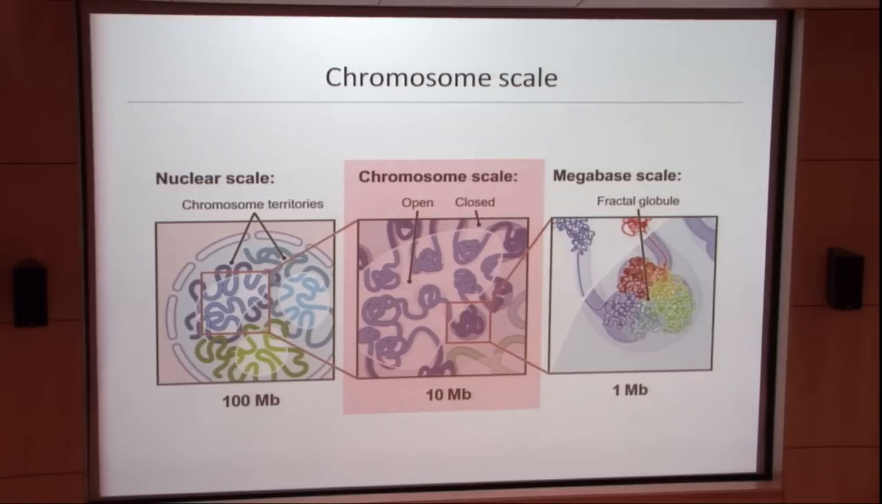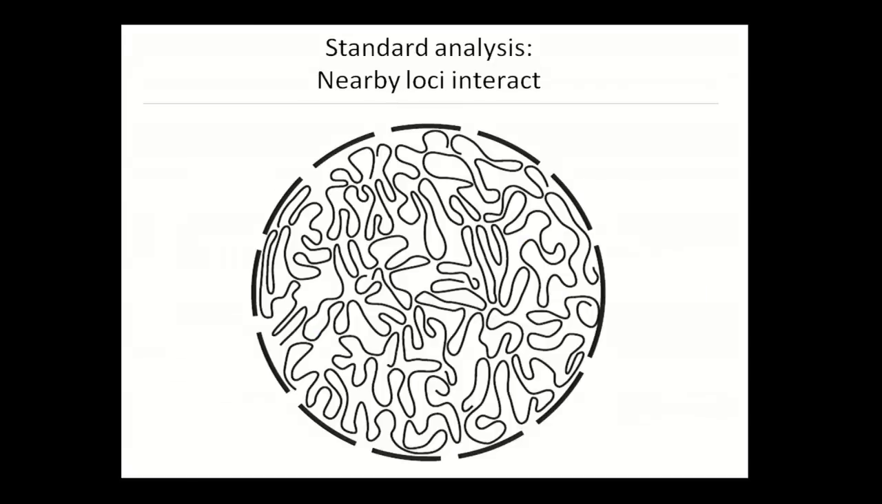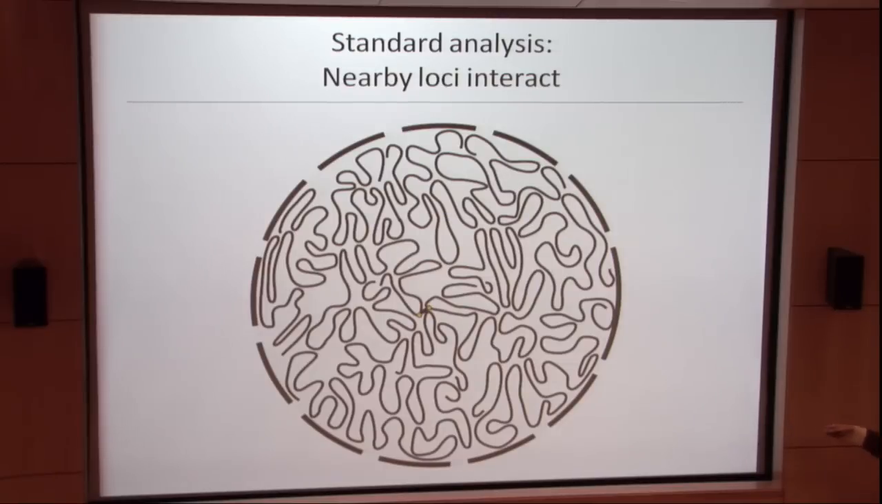OK, so let's zoom in now, take a look at the chromosome scale, see some of the features that we find. The standard way of thinking about this problem is that if you've got loci that are nearby, let's say two yellow guys, they should be interacting a lot. They should be making lots of contacts.